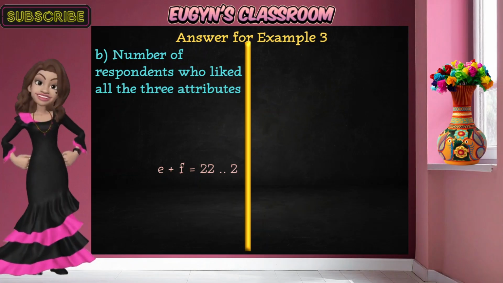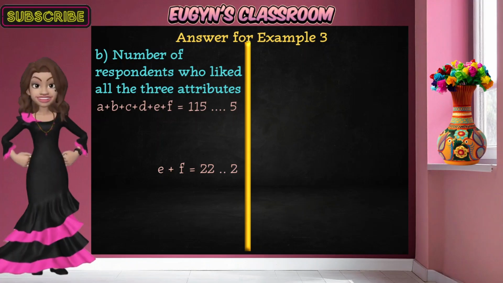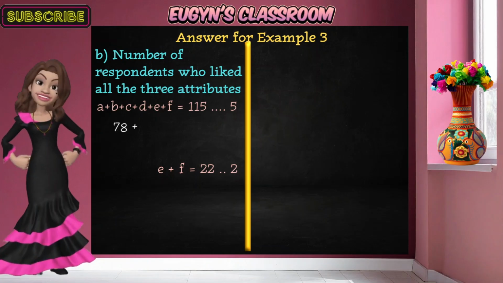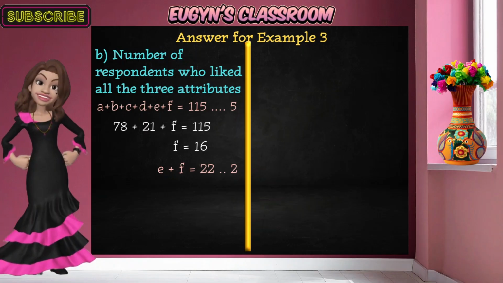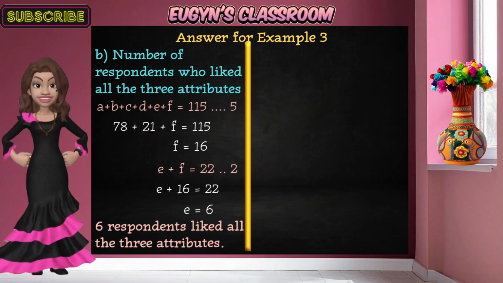In equation 5, we have A plus B plus C plus D plus E plus F equals 115. Then we know that from equation 3, A plus B plus C is 78. Then from equation 6, D plus E is 21. With that, we get that F equals 16. Then using equation 2, the value for E will be 22 minus 16, which is 6. That means that 6 respondents liked all the 3 attributes.